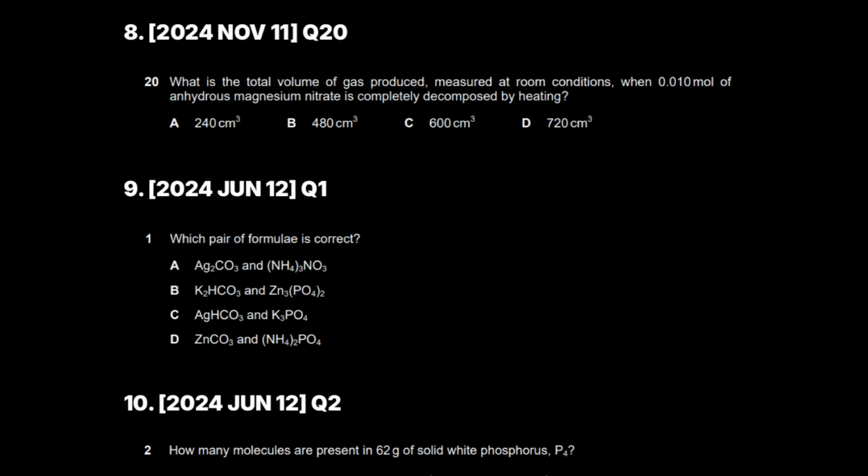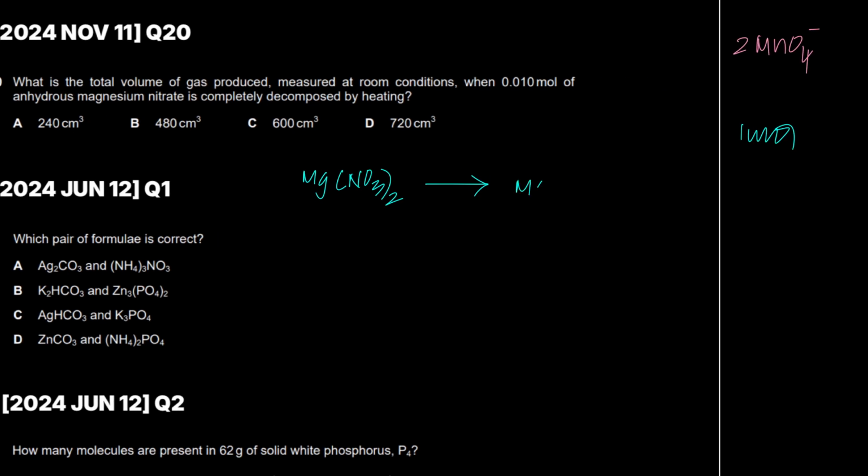Next question. It says, what is the total volume of gas produced when 0.01 mole of anhydrous magnesium nitrate is completely decomposed? We know the reaction. Magnesium nitrate, when it completely decomposes, we've studied it in chapter 4. It forms MgO, metal oxide, plus nitrogen dioxide, plus oxygen gas, right? And if you were to balance this, it is 2 here and half here, always. You could balance it even like a newbie.